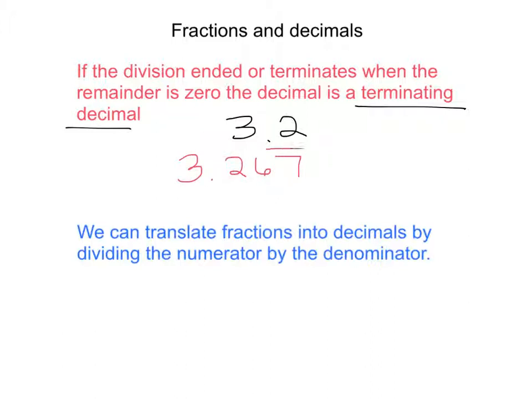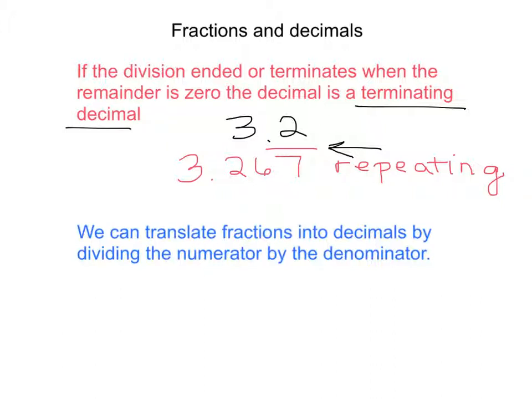3.267 and continue on forever with the number being 7. Those are called repeating decimals because the number 7 is continuously repeating over and over and over again. And so that's why we put this bar above the 7 to show that that number is repeating.